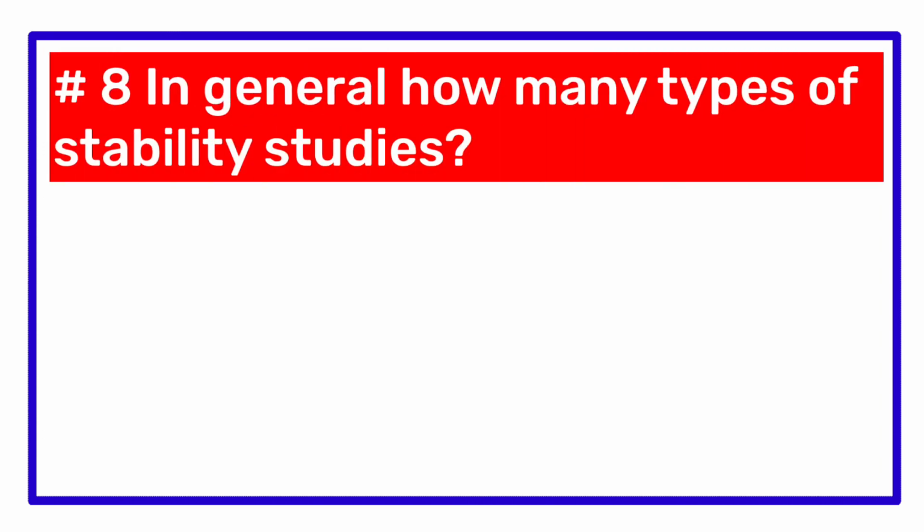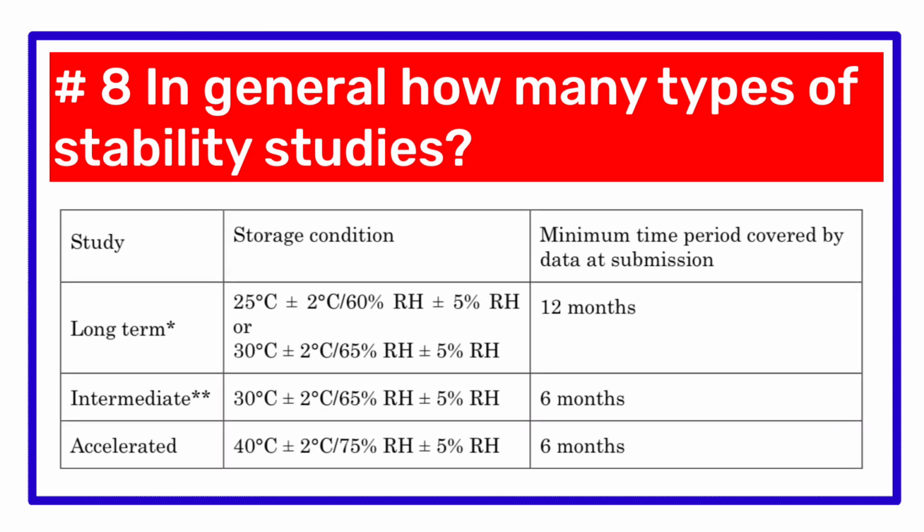Question number 8. In general, how many types of stability studies are there? So the answer to the question is there are 3 main types of stability studies: long-term, intermediate and accelerated stability studies.